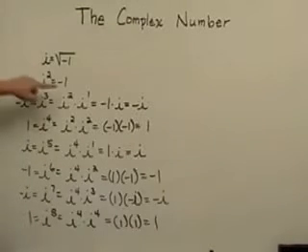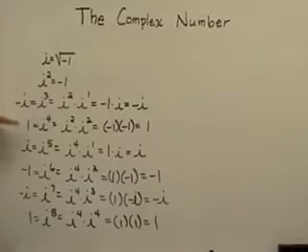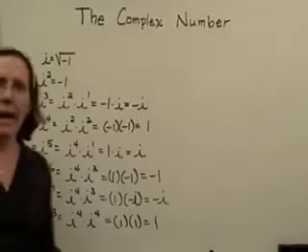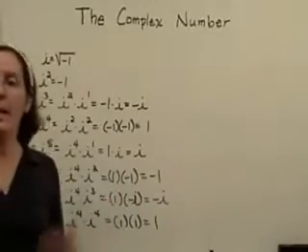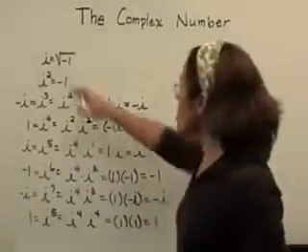I, negative 1, negative I, 1. And the pattern continues. It goes in multiples of 4.